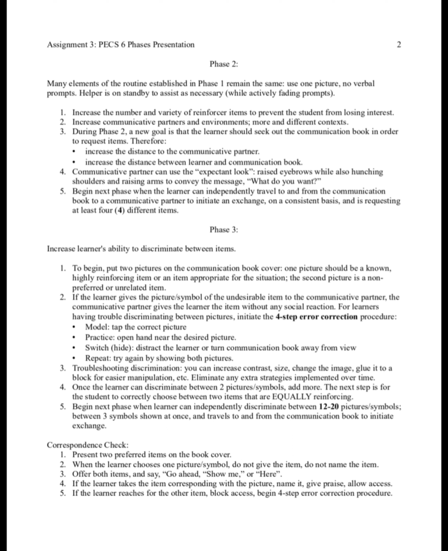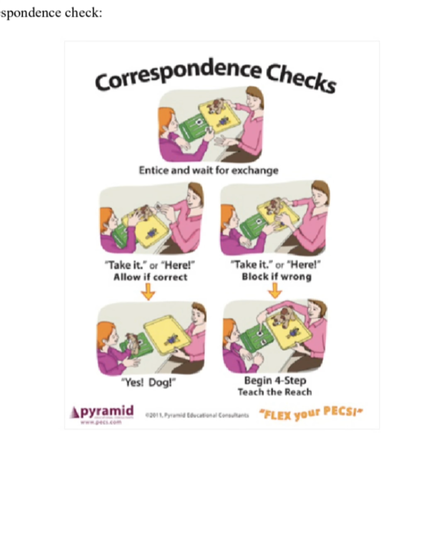How to do a correspondence check. Present 2 preferred items on the book cover. When the learner chooses one picture or symbol, do not give the item, do not name the item, offer both items and say, "Go ahead, show me," or "Here."